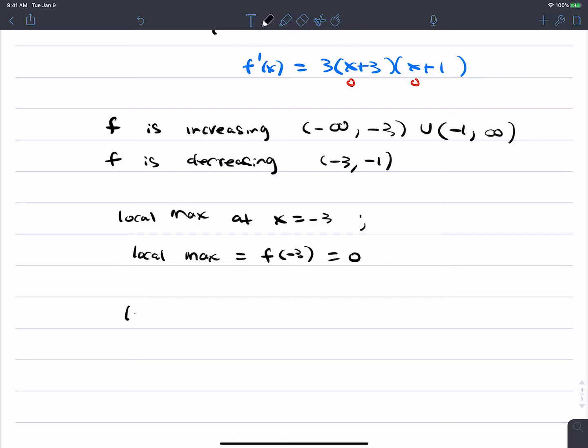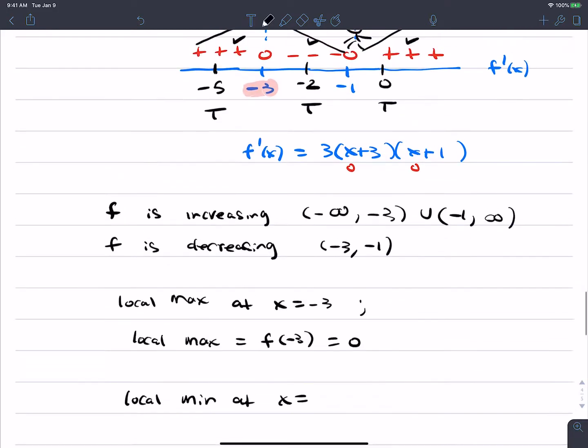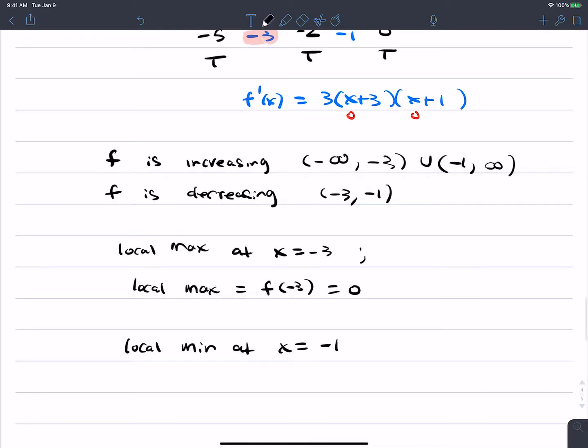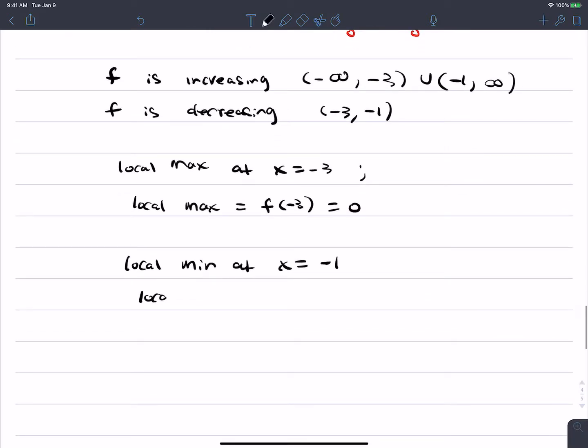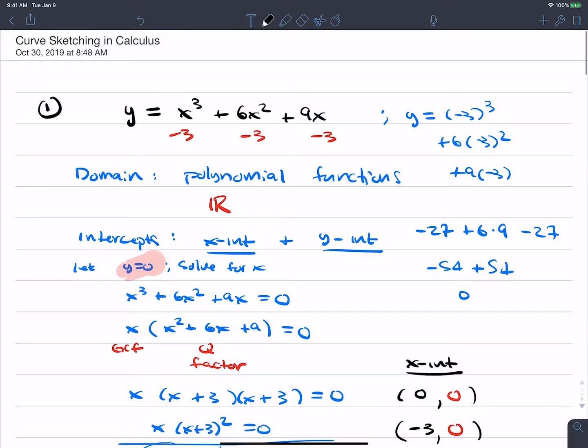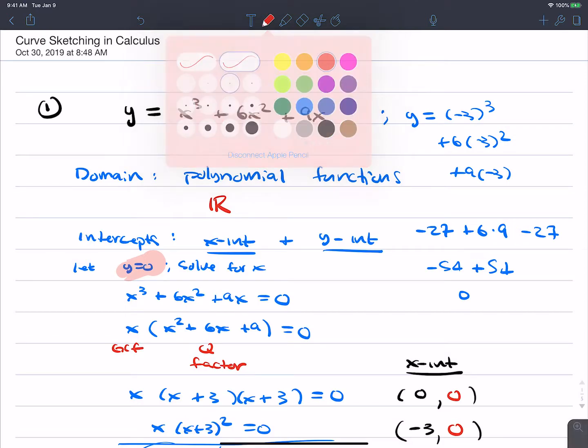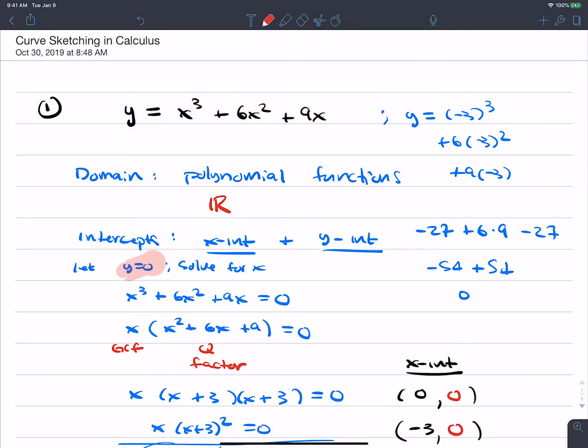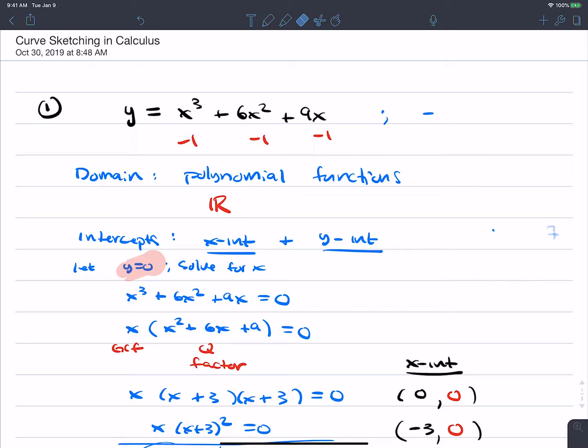Now we also have a local min at x equals, where's the local min at? Negative 1. But what is the local min? The local min will be f of negative 1, and I do the same thing. I just got to go plug in what now? Plug in negative 1 here. So let's see what this equals when I plug in negative 1. Okay, when I plug in that negative 1, what do we get?